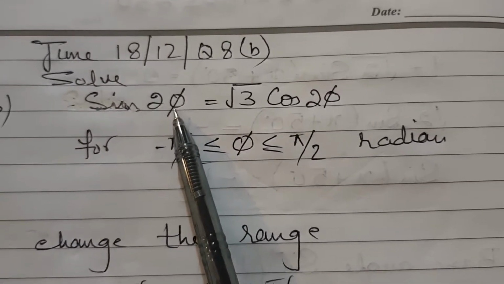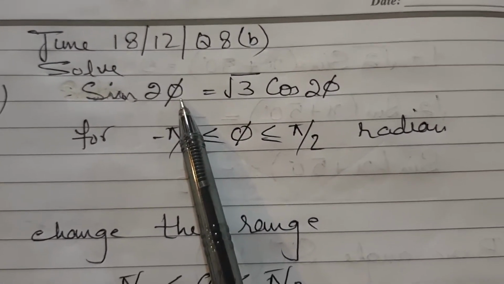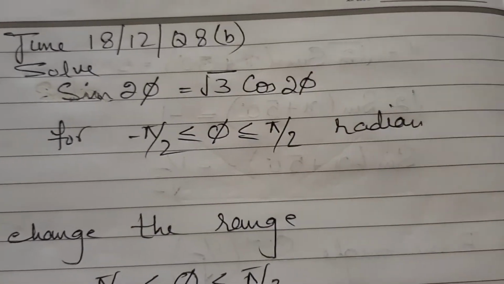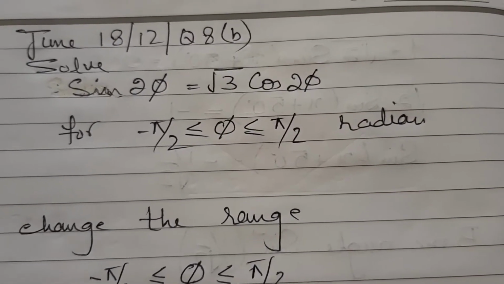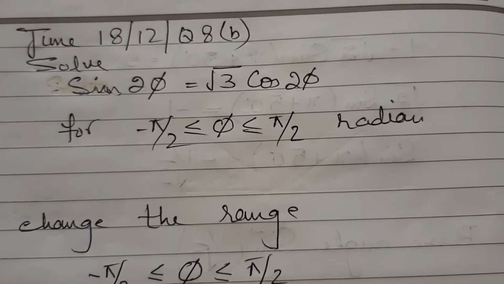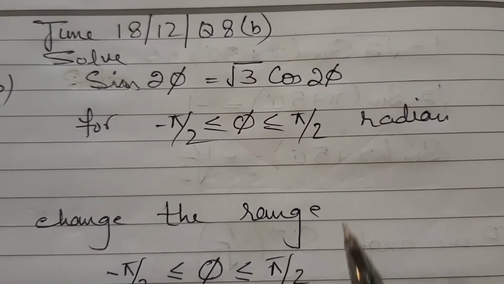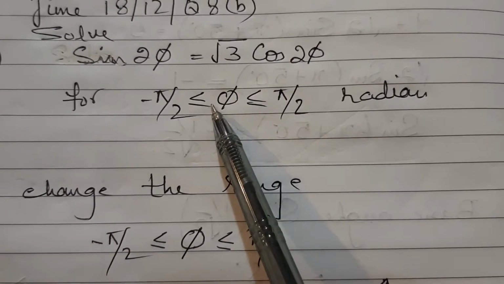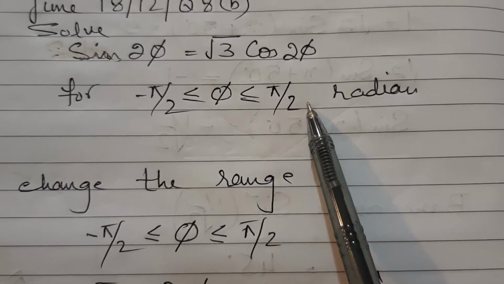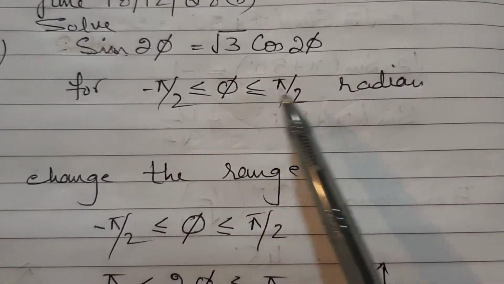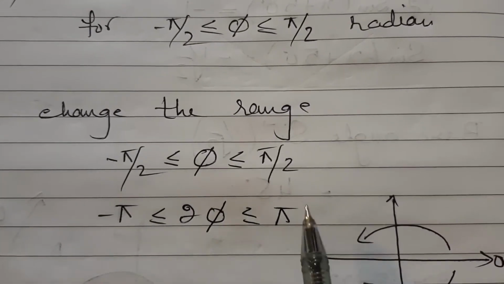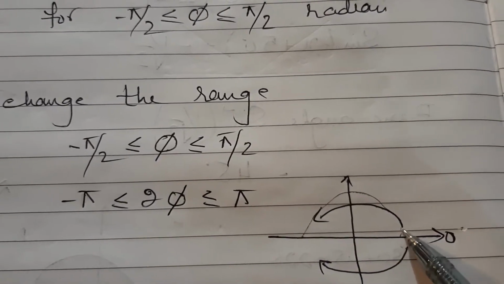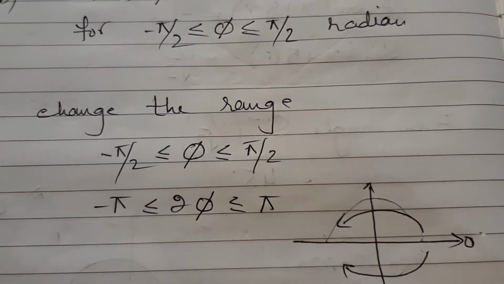Instead of theta, in this question the symbol used is phi. Now there are two functions, can you see? The trigonometric functions sine and cos. So what does it remind you of? We will apply an identity to change this into a single trigonometric function. And this 2 phi is reminding you that you have to change the range. So phi is from minus pi by 2 to pi by 2. When I multiply all of this by 2, it will become minus pi to pi. It means I will measure my angle this way till here and from here till here. That's all.